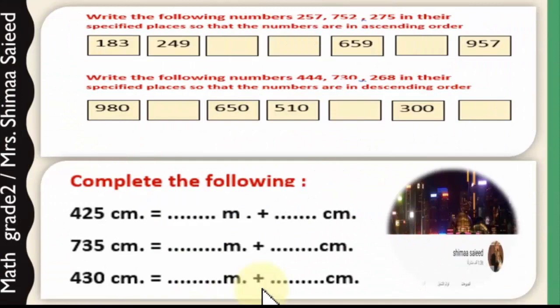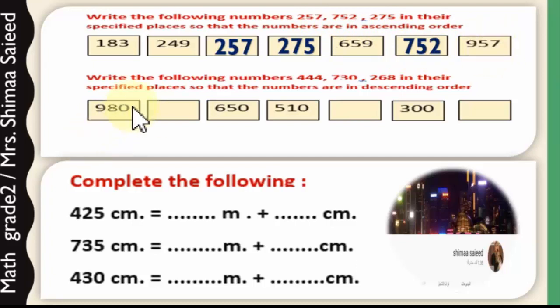Now write the following numbers: 257, 752, 275 in their places so that the numbers are in ascending order. 183, 249, 257 or 275? Excellent, 257. After that, 275, 659, 752. The last one, 957.